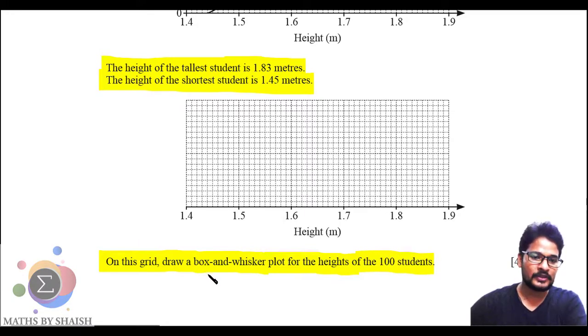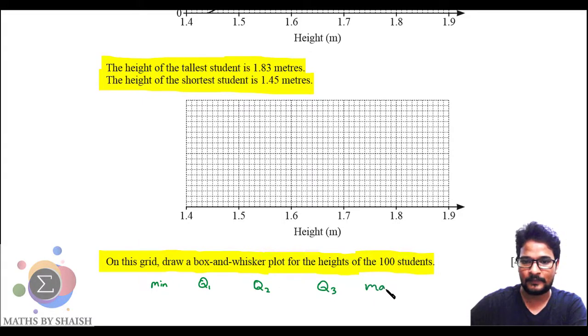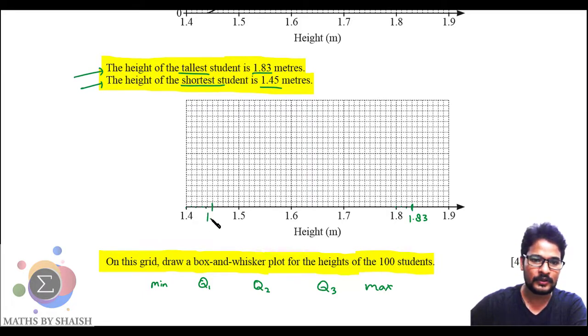For a box and whiskers plot, first of all we need the minimum, then the lower quartile, which we denote by Q1, then the median Q2, then the upper quartile Q3, and the maximum. They have given the data separately. The tallest, meaning the maximum, is 1.83. 1.8 is here, so 1 2 3, this is 1.83. And the shortest is 1.45, so it is 1.4, 1 2 3 4 5, this is 1.45.